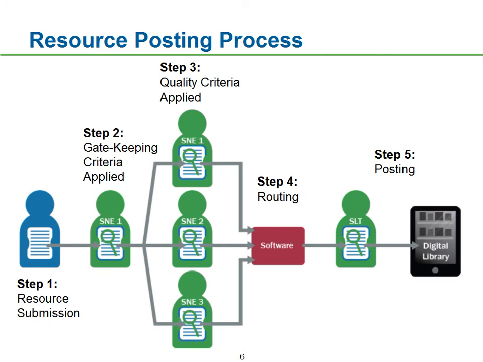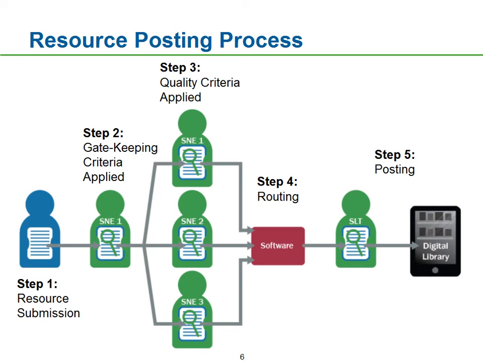And I know you've already seen this as well, but this is just the process of posting a resource again. So to ground us in the functionality of the digital library, let's review the process that allows a resource to appear in the digital library. So first off, you find a resource, it goes to the first SNE, and they use the gatekeeping criteria, which we'll talk about in the next webinar.